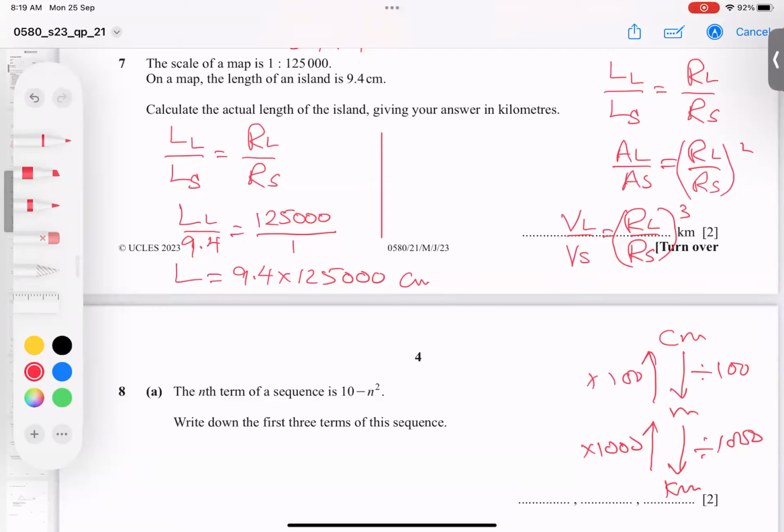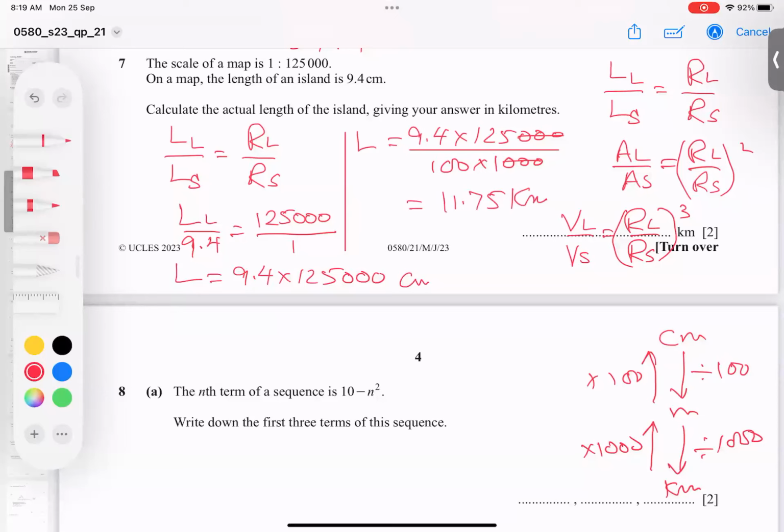So the length is equal to 9.4 into 125,000 divided by 100 and divided by 1,000. The logic is very clear. These 3 zeros cancel with 3 zeros, and the rest I will just type in the calculator. 9.4 times 125 divided by 100, and the answer is coming 11.75 kilometers. I hope the point is very, very clear. And let's go for the next part.